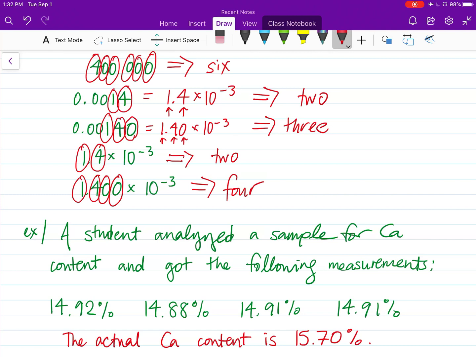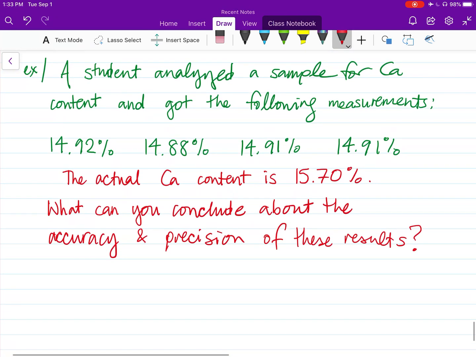As another type of problem, if we have a student who analyzed a sample for calcium composition, and got the following measurements. So 14.92, 14.88, 14.91, and 14.91%. So I guess she analyzed them in quadruplicate and got these 4 measurements. What can we say about the accuracy and precision of her results if the actual calcium content in the sample is 15.70%?